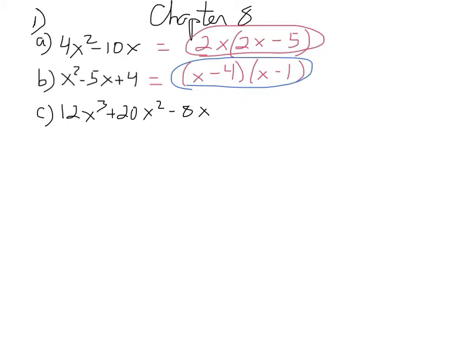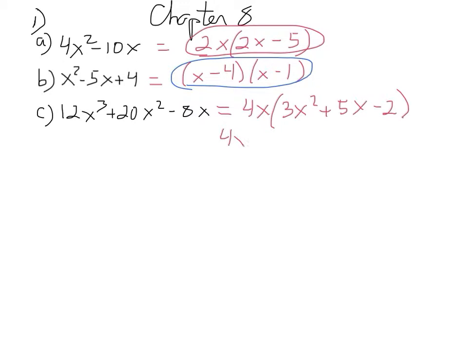In this problem, I want to factor things out of this polynomial before I try to factor it like I did in part B. And it looks like I can get a 4 and an x out of every term. So I start by pulling out what I can. So that leaves me 3x squared plus 5x minus 2. This is now going to be a much easier thing to factor.